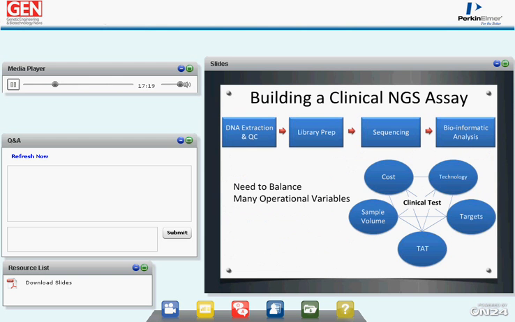On top of all of the different commercial options and those choices, there are a lot of operational variables that go into place, all surrounding the clinical test. And so to our clinicians and our providers, they see a test. Inside the laboratory, we see all of these different steps, and there are many different variables that need to be balanced to generate an assay that meets their needs in terms of turnaround time, in terms of cost.